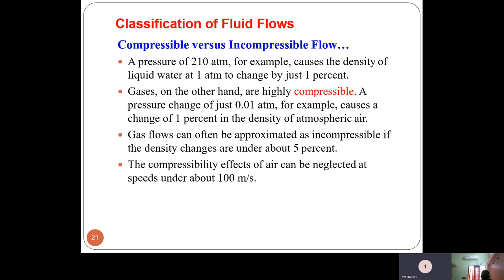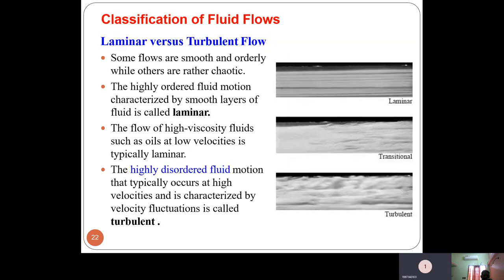What is this criteria? Compressible and incompressible. So, how many classifications did we have? Six classifications. What are these? Viscous flow and inviscid flow, internal flow and external flow, compressible flow and incompressible flow. And come to the next classification, laminar versus turbulent.